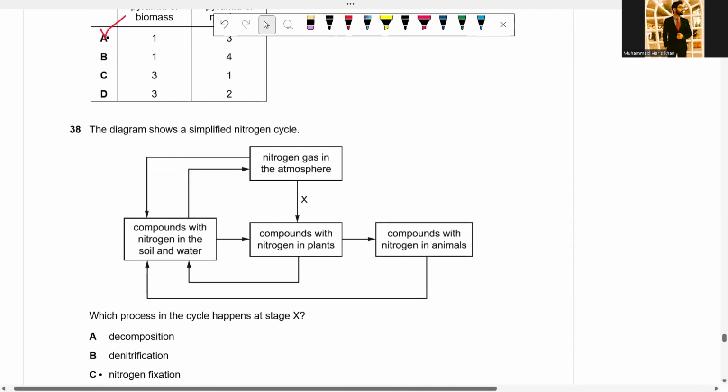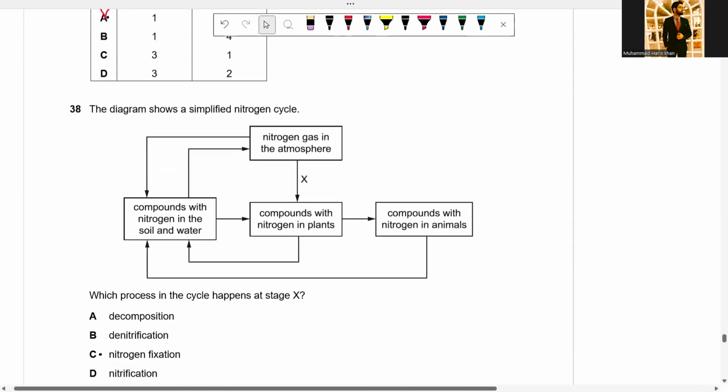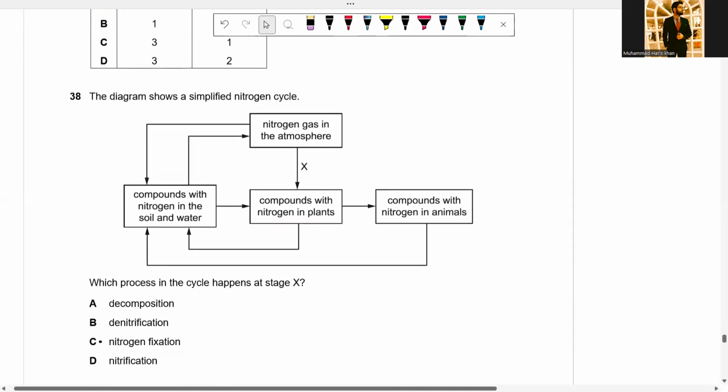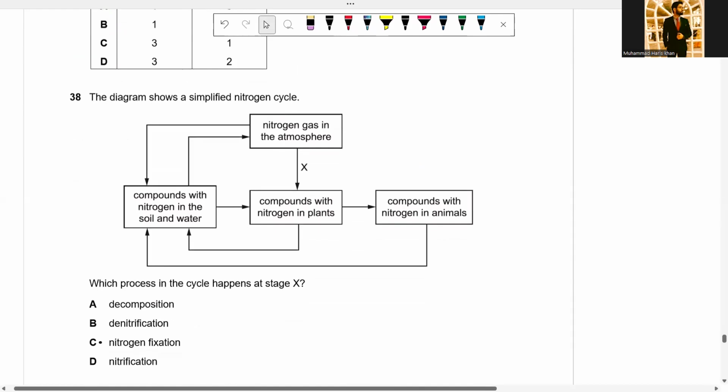Question number 38. The diagram shows a simplified nitrogen cycle. Which process in the cycle happens at stage X? The nitrogen gas in the atmosphere and the compounds with nitrogen in plants. So this is nitrogen fixation. Nitrogen fixation is the process of fixing the atmospheric nitrogen into the living organism. So this is nitrogen fixation.